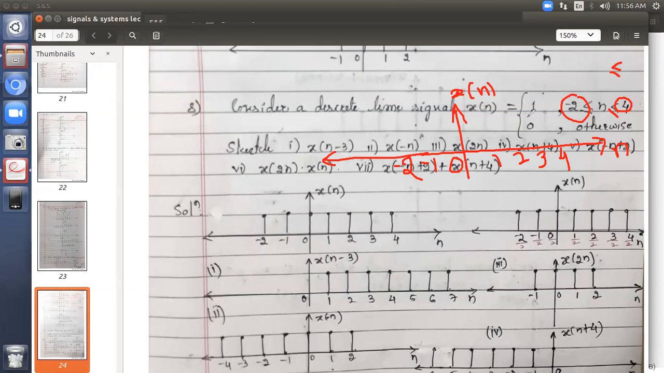I forgot that. So till 4. From -2 to 4, I have marked the time. What is the amplitude given? It is 1. So draw amplitudes like this for all these time n values between -2 and 4. Okay, so this is x of n. This is how we draw x of n.